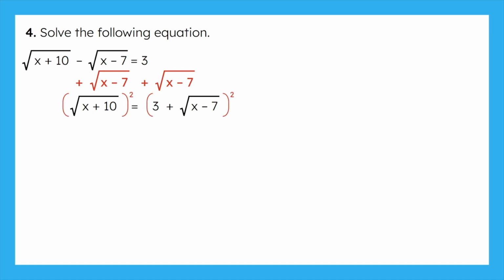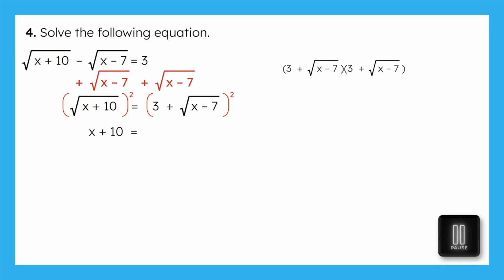The left side results in x plus 10. As for the right side, squaring this expression involves using the distributive property we used to multiply radicals or polynomials. Pause the video now to try that yourself.